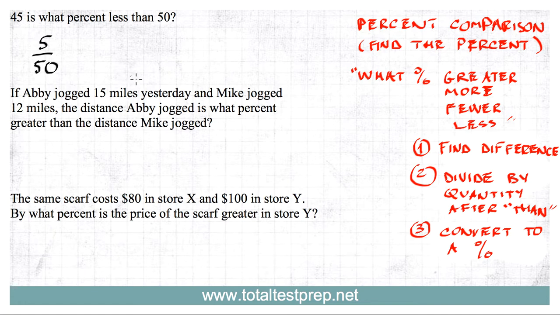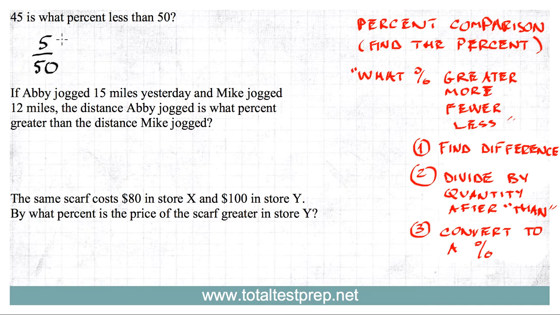So if you remember from the previous videos on comparisons, the whole point was to define the first quantity in terms of the second. We're doing something very similar here. What we're actually doing is defining the difference in terms of the second quantity. So this difference of 5, we're finding the ratio of this difference to this second quantity. So once again, the key is being able to figure out what that quantity after than is.